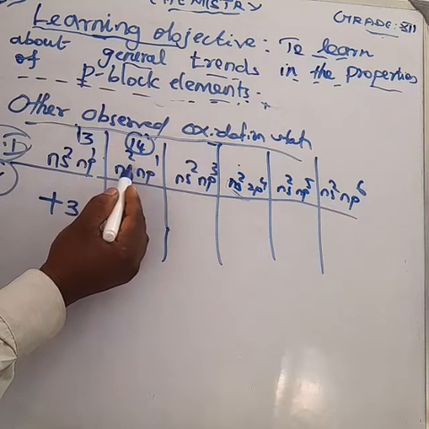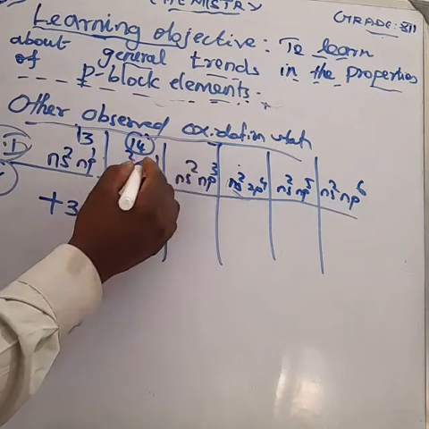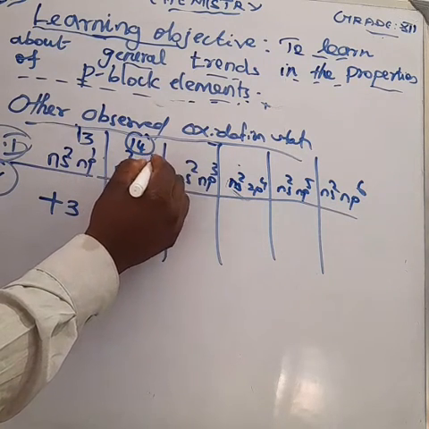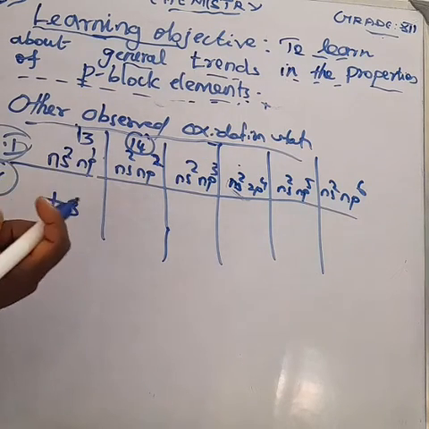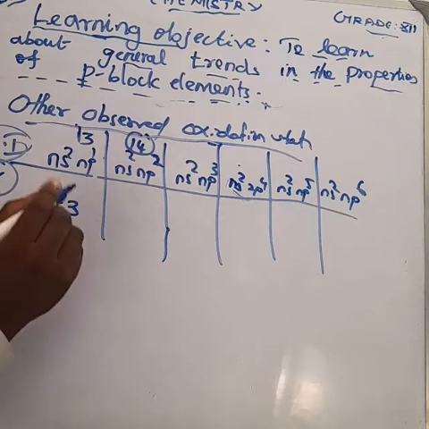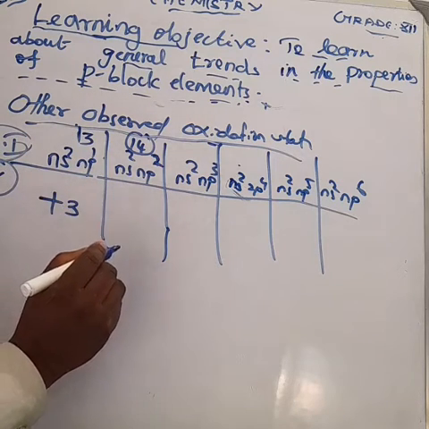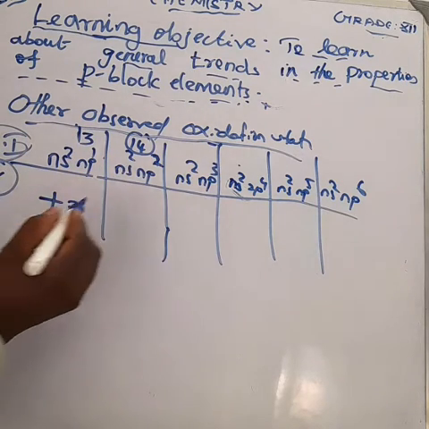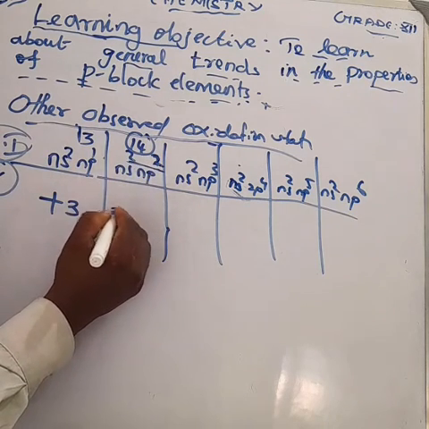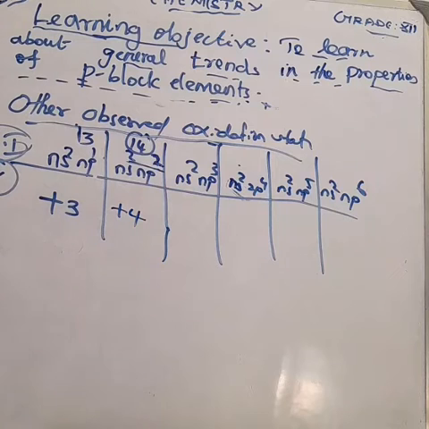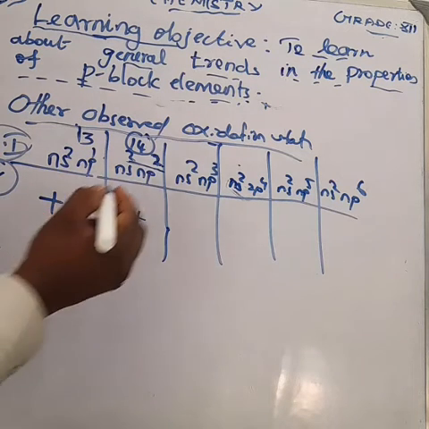Next, the 14th group. What is the general electronic configuration? ns2 np2, am I right? For example, carbon. The atomic number of carbon is 6. The electronic configuration is 1s2, 2s2, 2p2. In the last shell, how many electrons do we have? 2 plus 2 is 4. So the oxidation state is plus 4. Leave the 1s, take 2s and 2p, and counting gives plus 4.